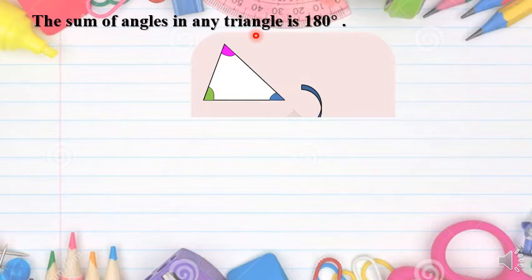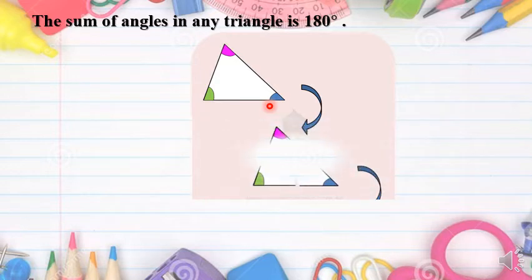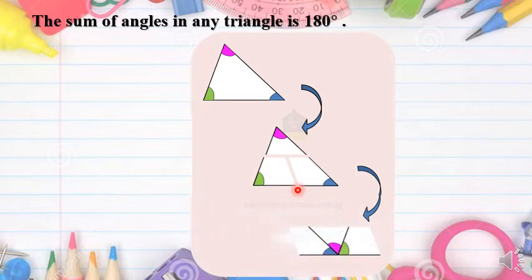Take a triangle, color the three angles of this triangle, then cut this triangle into three parts. Put the three angles beside each other. What do you notice? We notice that the three angles make a straight angle. They are supplementary angles. In other words, they form a 180 degrees angle. So now we are sure that the sum of angles in any triangle is equal to 180 degrees.